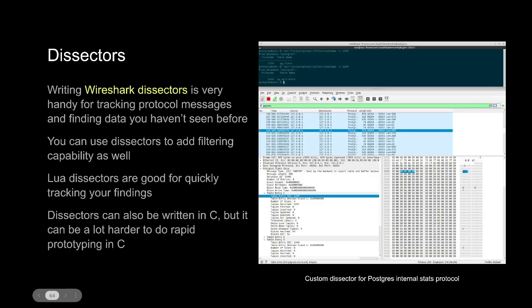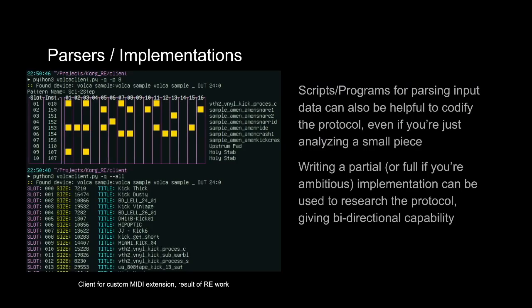Oh yeah, and this was a custom dissector that I wrote for an internal protocol in Postgres, which is just an example of what you can do to understand a protocol better. Another thing you can write is just your own parser or your own implementation. I'll typically write stuff in Python, even if I only need to analyze a small subset of messages, because it can be helpful for quick little analysis work, as well as constructing messages to send for your own testing or enumeration.